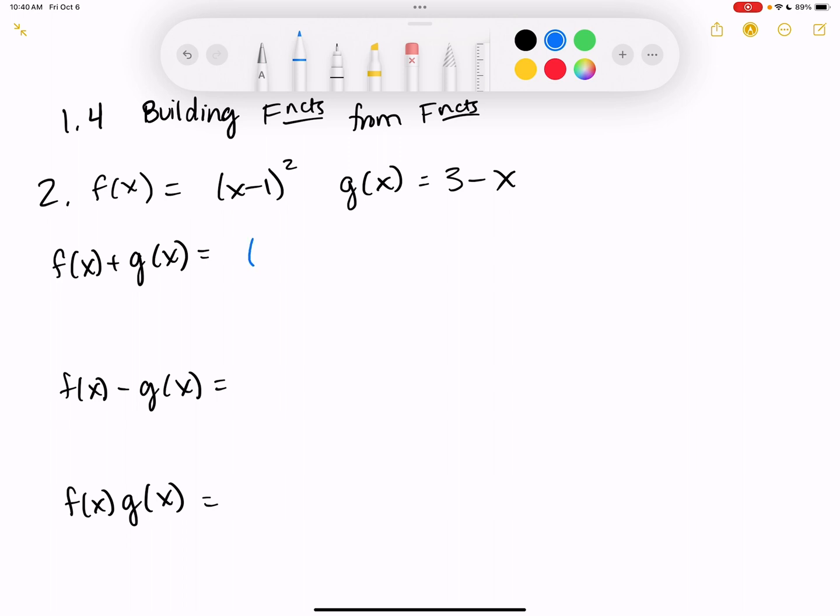All right, so this is (x minus 1) squared plus 3 minus x. So x minus 1 squared would factor into what? x minus 1 times x minus 1. It's a perfect square trinomial, so you need a middle term: x squared minus 2x plus 1.